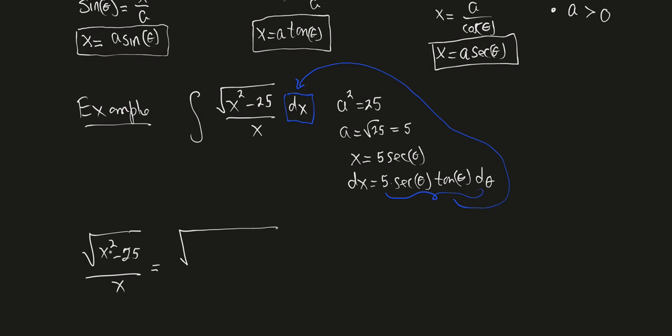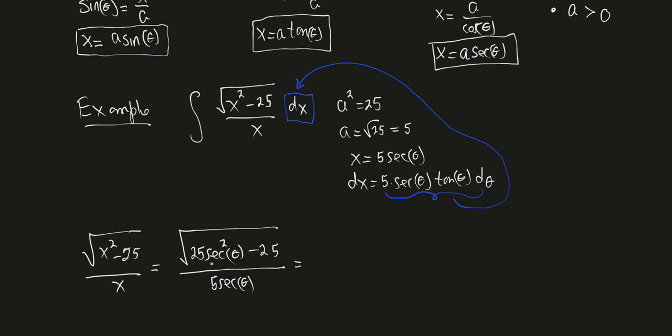Now it says x squared. If I square 5 secant theta, I will get 25 secant squared theta. And then I have a minus 25 there, and that's all under the square root, right? And I still have a difference of two squares. That hasn't changed, but it will in a bit. And then I have to put that all over 5 secant theta, right?